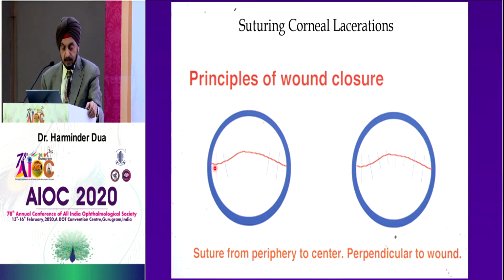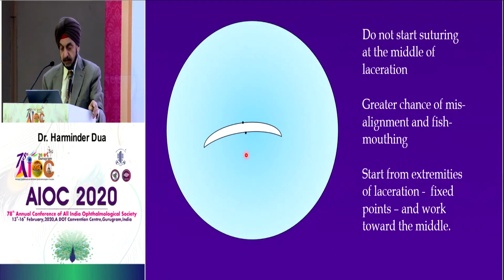It is just applied perpendicular to the point of application. Work your way from the attached part of the wound towards the center. So always suture from the extremities towards the center, not from the middle of the wound, where you think you're going to suture in the middle and then outwards. And the reason for that is here.